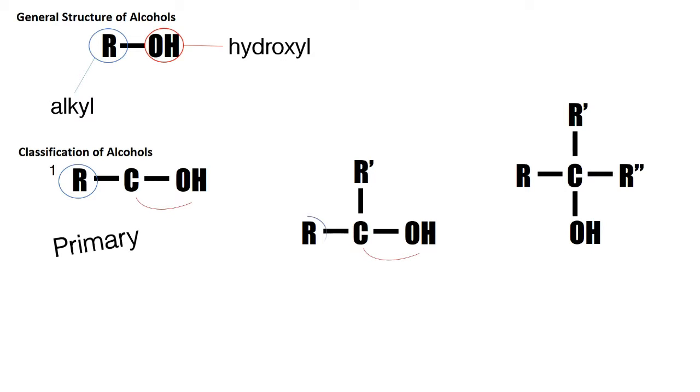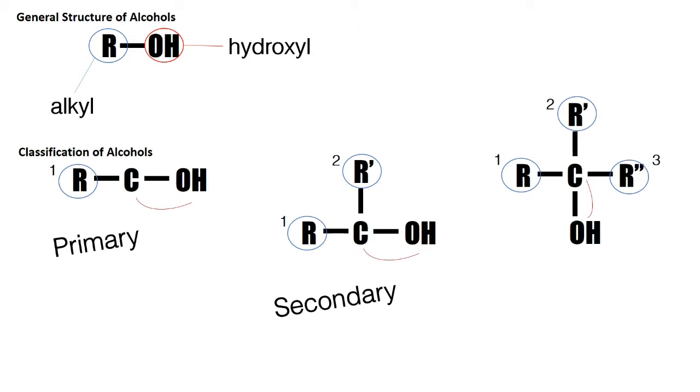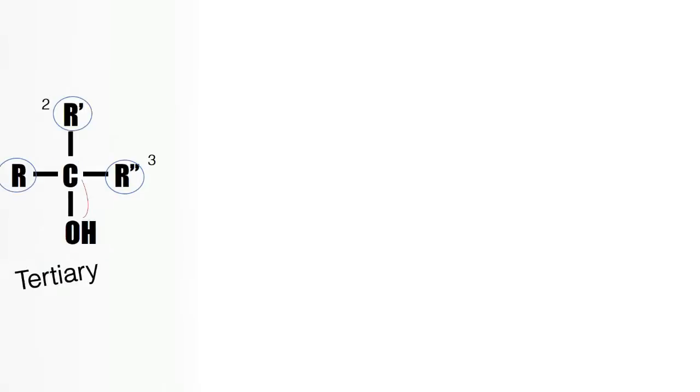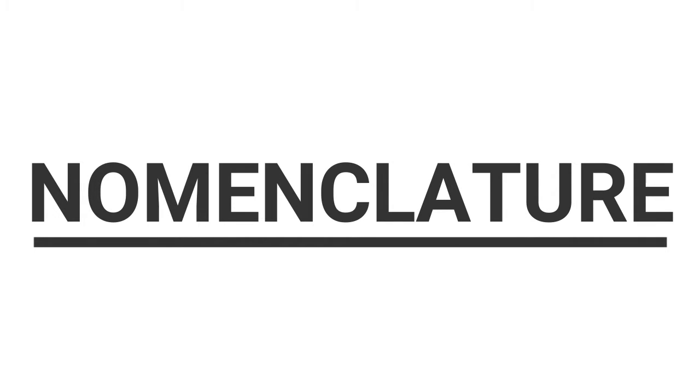This carbon over here is bonded to two carbons in those two alkyl groups, so it is therefore a secondary alcohol. And lastly, this carbon over here is bonded to three other carbons, so therefore it is said to be a tertiary alcohol. And now, let's move on to the nomenclature of alcohols.